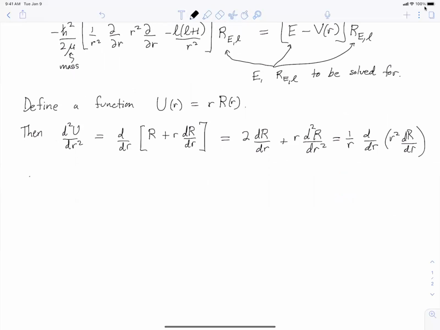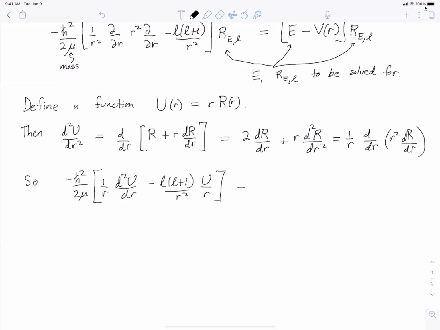Okay, and so we get minus h bar squared over 2 mu, 1 over r, second derivative of u, times u over r equals E minus the potential times u over r.